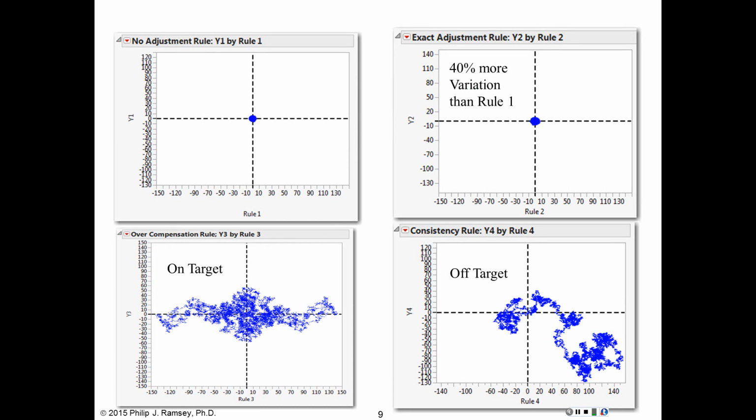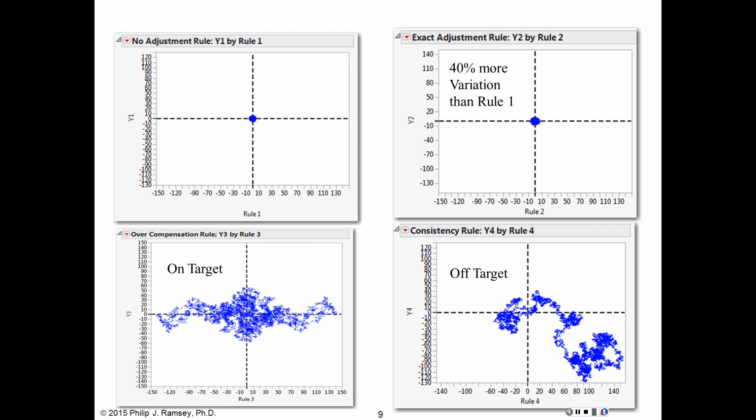So rule number one, I've centered the funnel at 0, 0, and these are like 10,000 drops. Notice the tight little circle. That's no adjustment. We just let the marbles come to rest wherever they may be. Exact compensation is to the right. Notice the diameter of the circle is bigger, and it's actually 40% bigger.